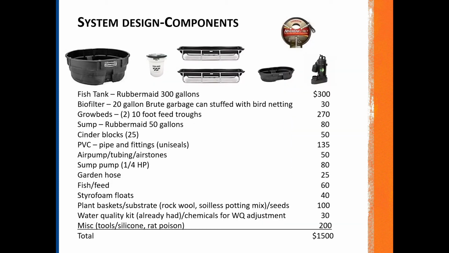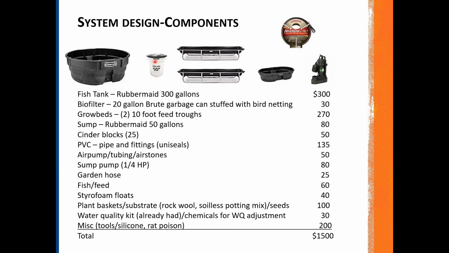This is a slide of the small system that I've built here at our extension office. These were all things that I could either buy from Tractor Supply, Lowe's, or order easily on Amazon. So this is my system components. I started with a 300-gallon Rubbermaid watering tank. Then I use a 20-gallon trash can for my biofilter.